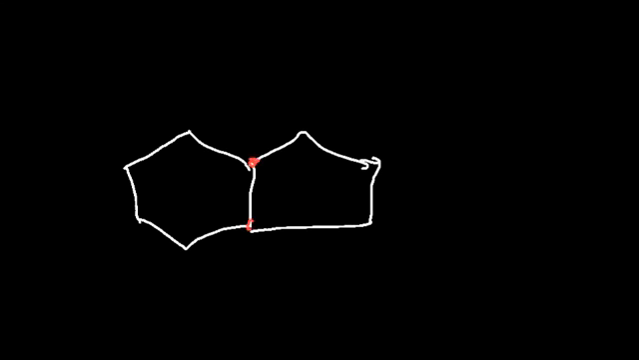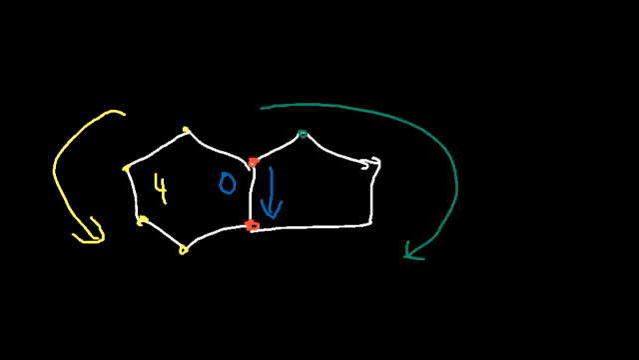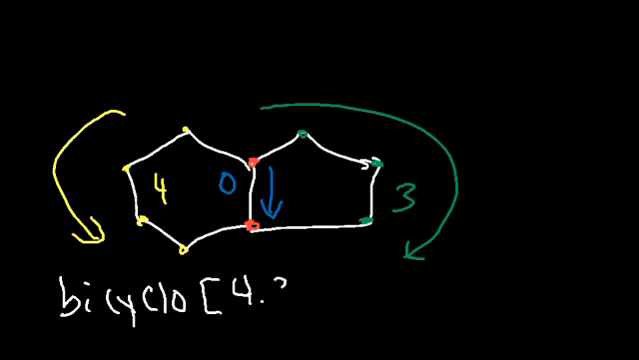So here are the bridgehead carbons. On this side, we have 1, 2, 3, 4. In the middle, there's no carbons, so we're going to put 0. And on this side, 1, 2, 3. So it's bicyclo in descendant order, 4, 3, 0. 4 plus 3 plus 0 is 7, plus the 2 bridgehead carbons, that's 9. So nonane.